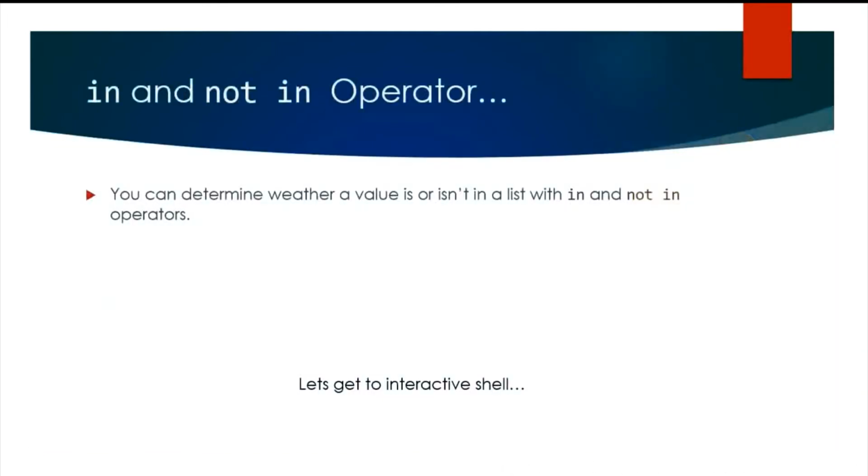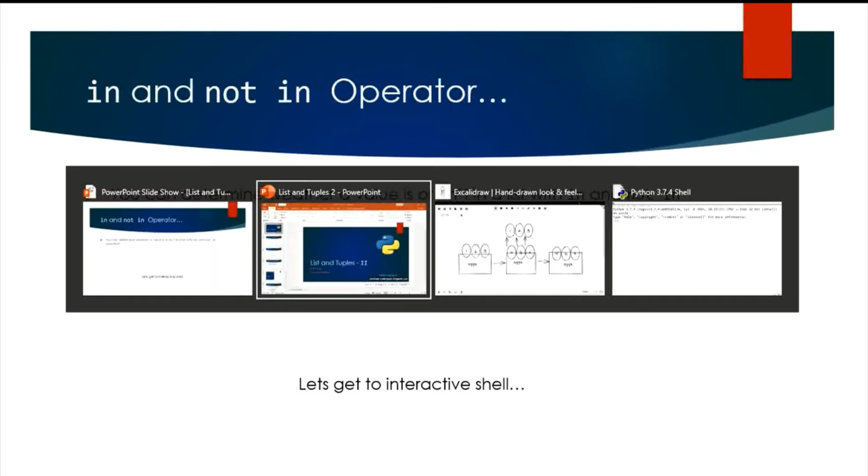So we have the in and not in operators. Before going towards list methods, one thing which I left out in the previous video, I'm going to discuss now, that is the in and not in operators. It's very clear: you can determine whether a value is or isn't in a list with the in and not in operators. Let's get into the interactive shell so that we can get more out of it.